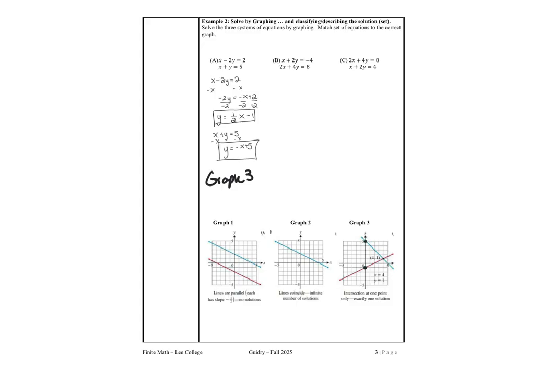So on the next page is a whole bunch of vocab words, but while we're on this page, I'm going to write them here. We're going to classify them. This is called consistent. Consistent means I have a solution.